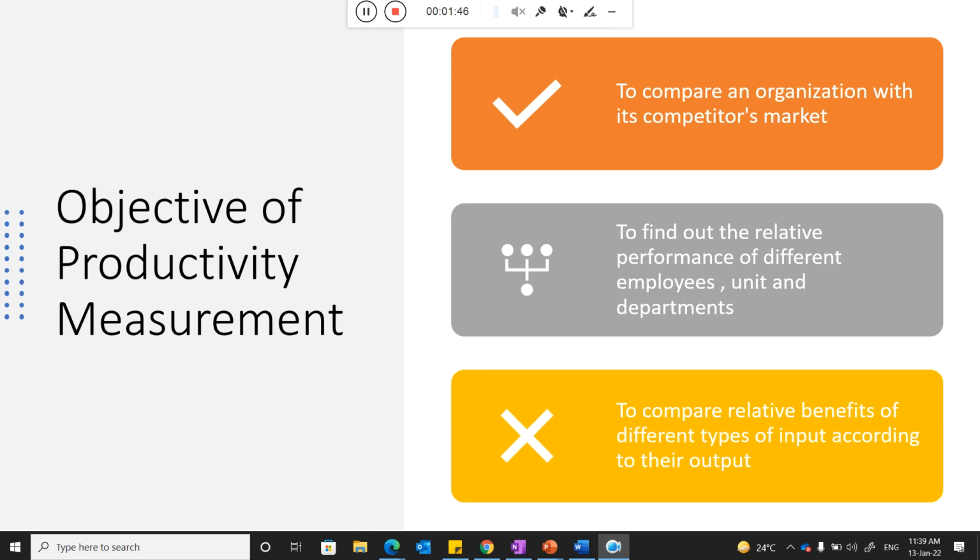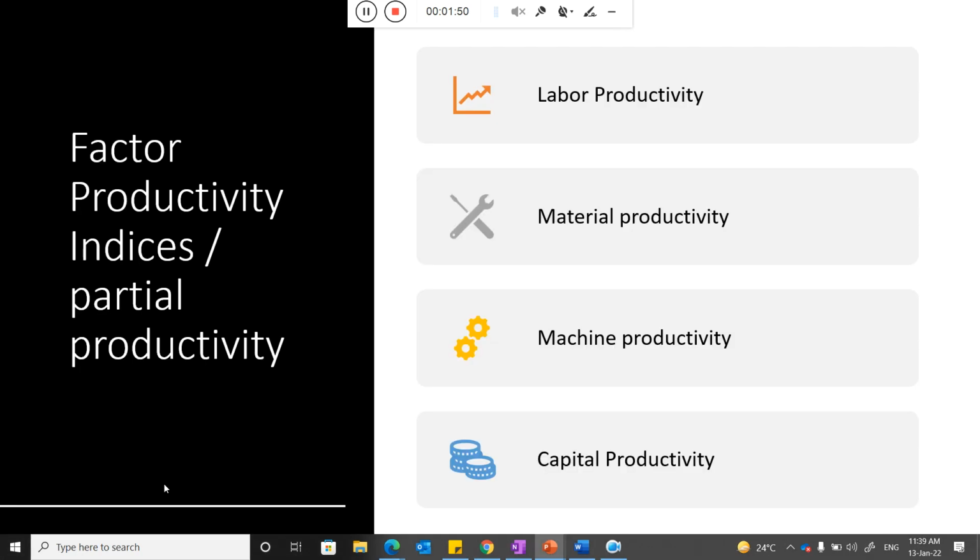Now, just wait, I go to the next slide. Okay, so the first point is how to measure the productivity. We know that productivity is the ratio of output and input, but what do I need to consider in terms of output, and what do I need to consider in terms of input, that is the next thing.